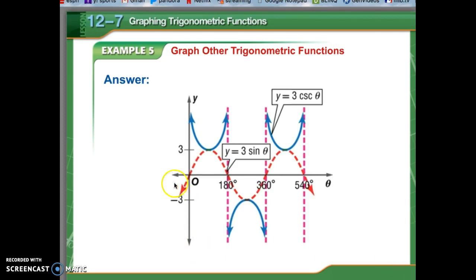So here's the graph of that function. 3 sine theta starts again at 0. It's going to go up to 3, come back to 0 at 180, go down to negative 3, come back to 0 at 360. So you want to sketch that first as a dotted line, and then do asymptotes through wherever the sine function touches the theta axis, and then basically just do the opposites in solid line to make the cosecant function.